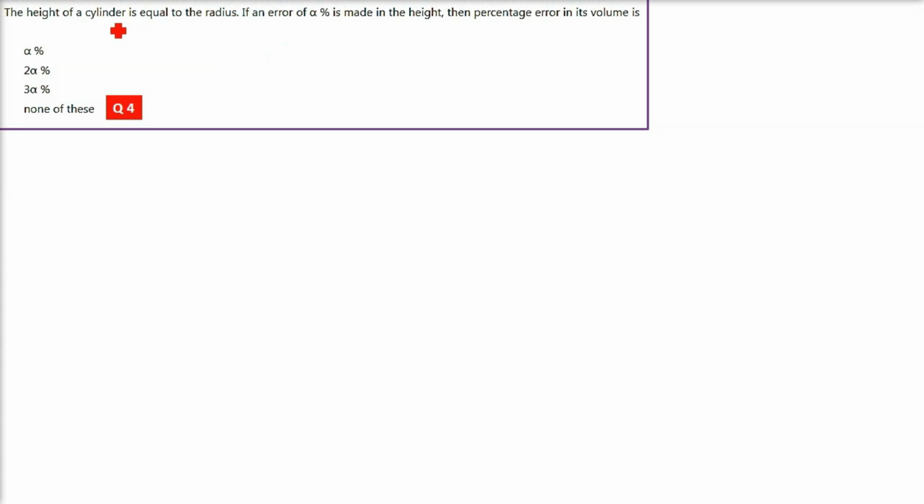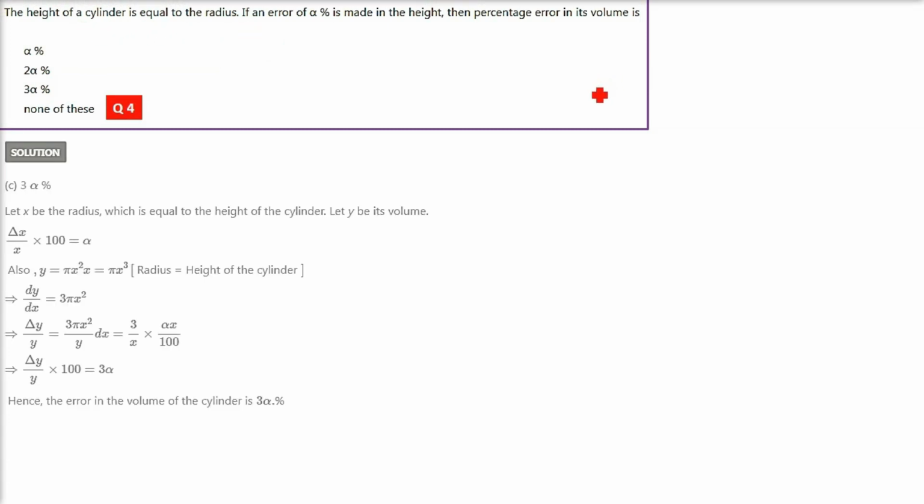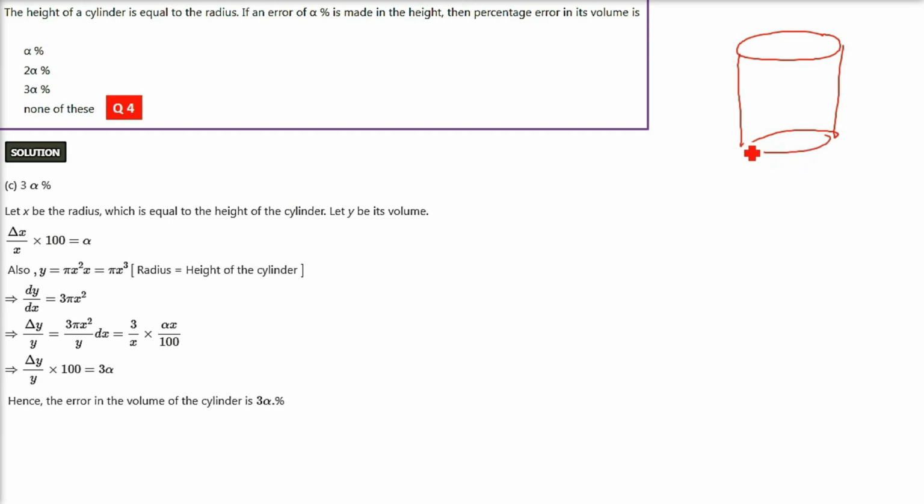The height of a cylinder is equal to the radius. So there is recalling always of the volume, the surface area, or the total surface area of various shapes which we already learned, like the cylinder, the cone, and the circle, etc. So this is the height and this is the radius. Please remember, radius and height is already given as same. So change in radius, change in height will be equivalent. So let us call them as x.